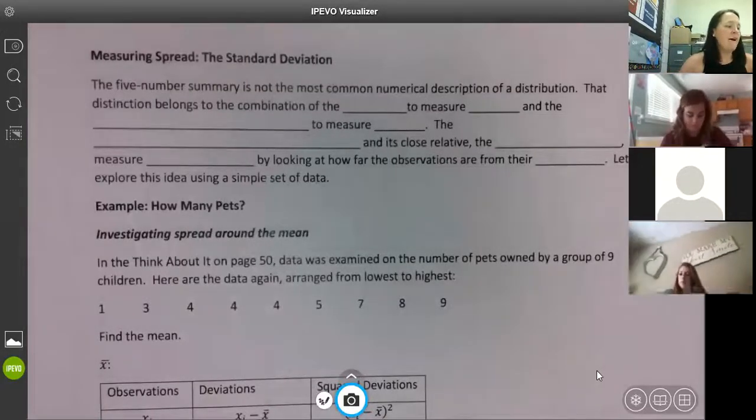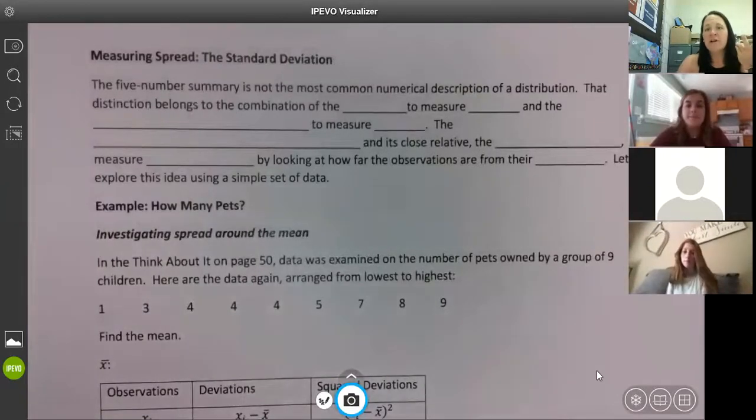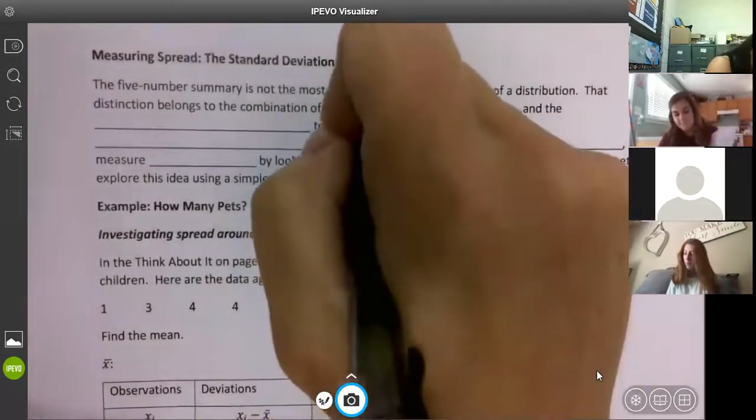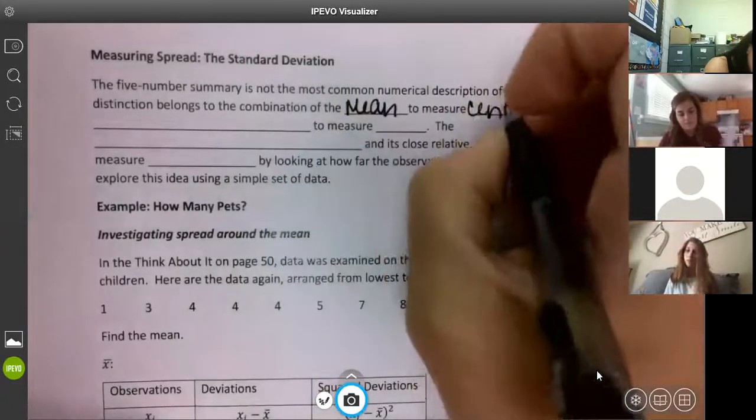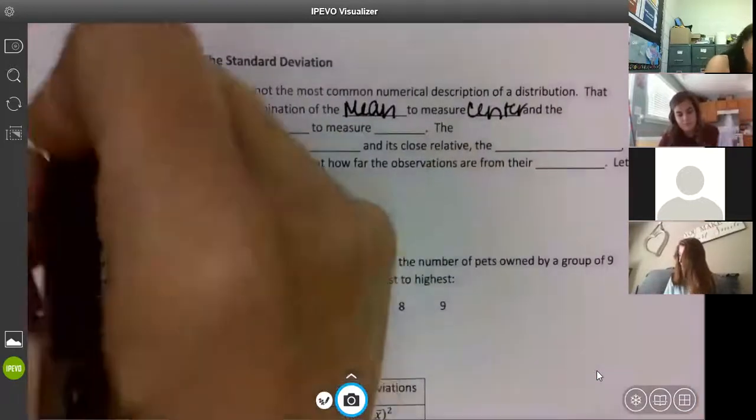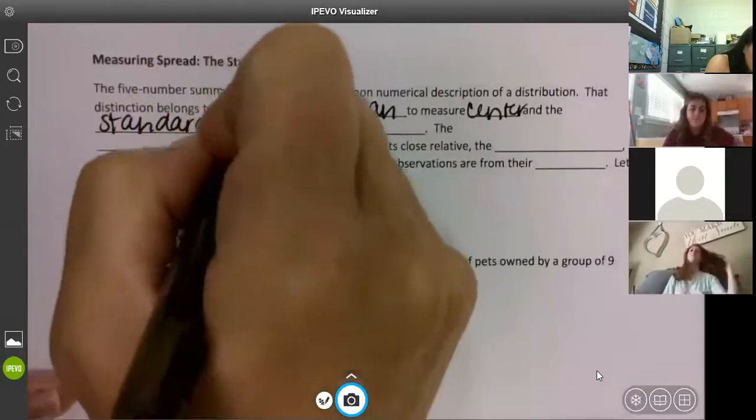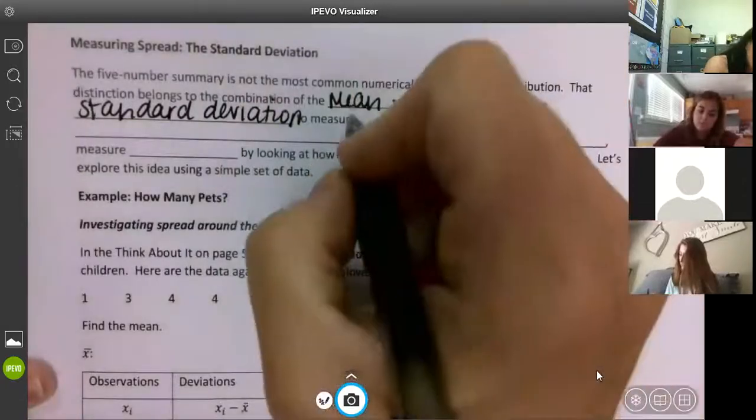So yesterday we talked about the 5-number summary, and we talked about mean, and we've talked about median. And so we've talked about range and IQR, and the last measure of spread that we're going to talk about is the standard deviation. So the 5-number summary is not the most common numerical description of a distribution. That distinction belongs to the combination of mean to measure center and the standard deviation to measure spread.